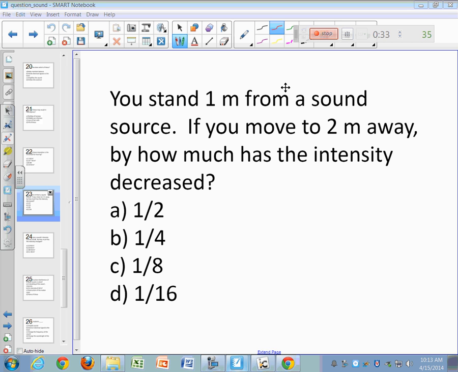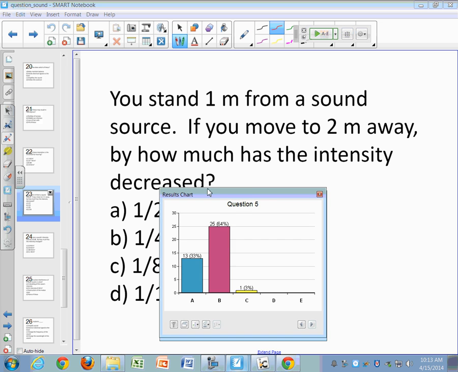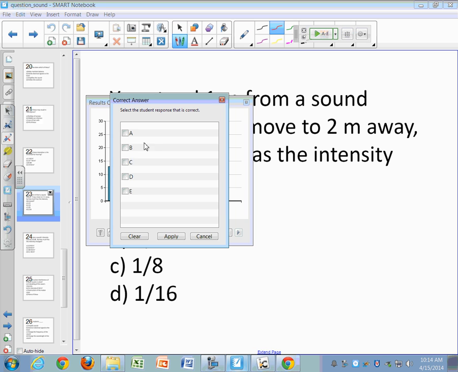All right, I'll stop at 40 seconds. Okay, B is the right answer. Let me just show you. Remember, this was that inverse square law.